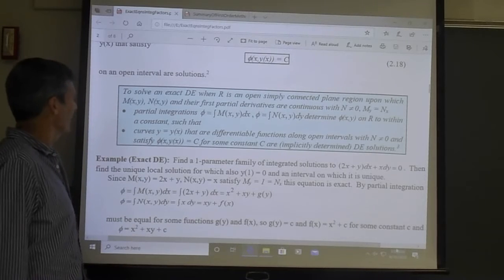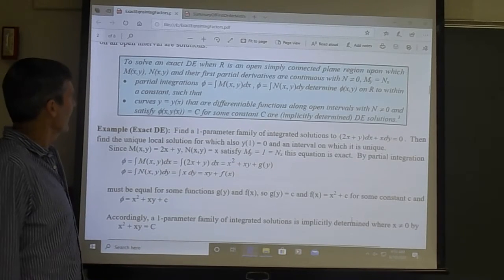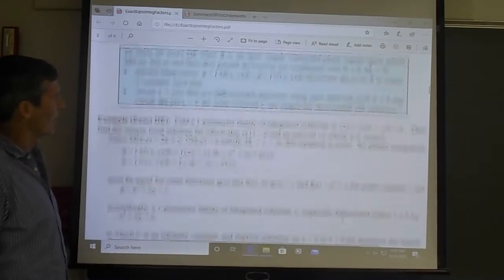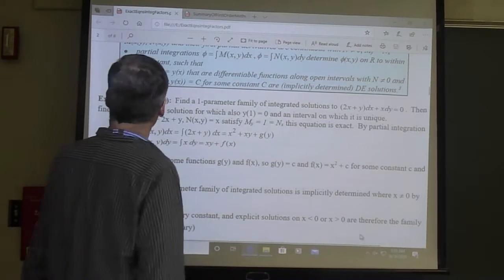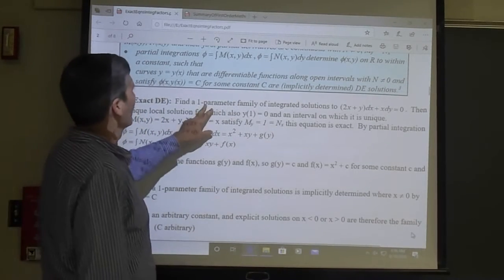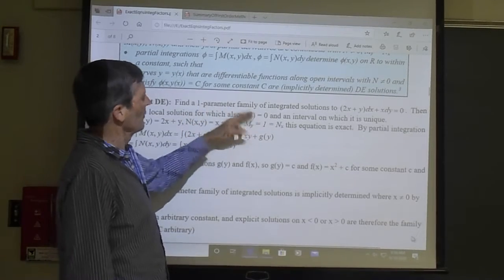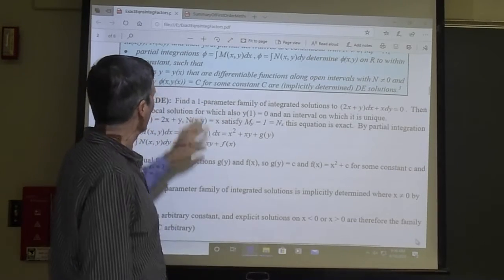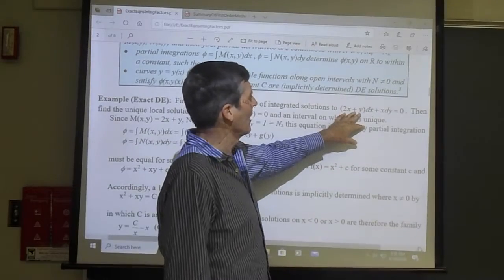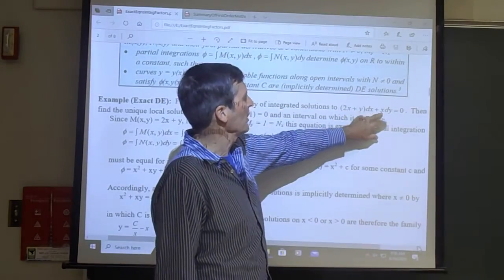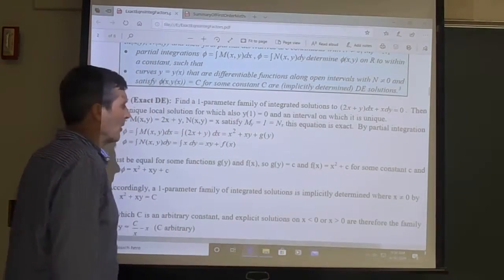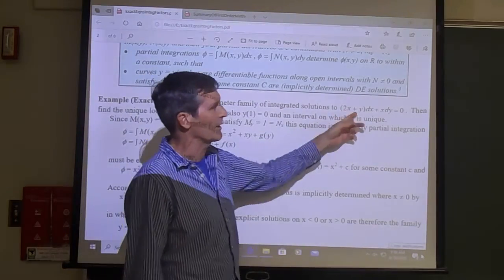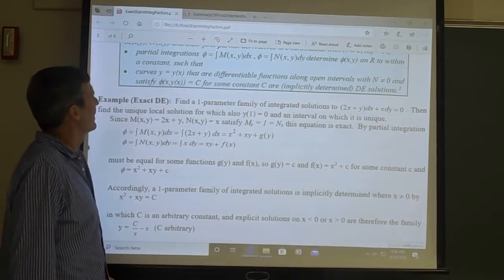That needs a little more explanation. We'll do it with an example here. We said curves that are differentiable functions along phi of x, y of x equals c are implicitly determined differential equation solutions. So let's try and find the solutions. We'll find a one parameter family, because the arbitrary constant that comes in will be the parameter. We'll try and find all solutions that we can of (2x plus y) dx plus x dy equals 0 by integration. Once in a while there are other solutions, called singular solutions, that aren't determined by integration, so this doesn't necessarily get all solutions, but we'll find all of them that we can by integration.